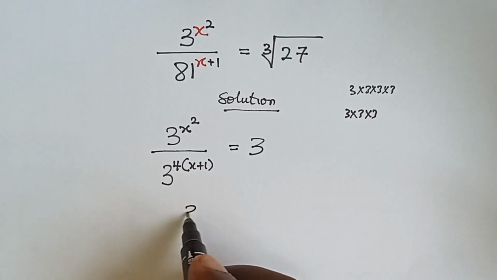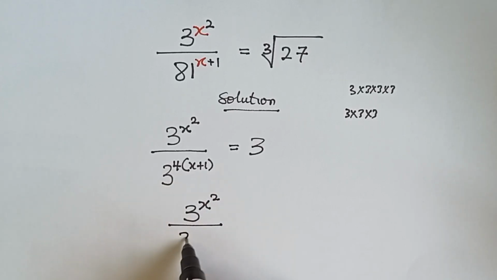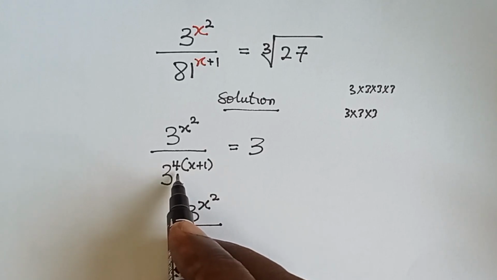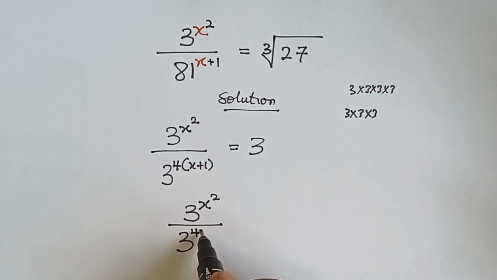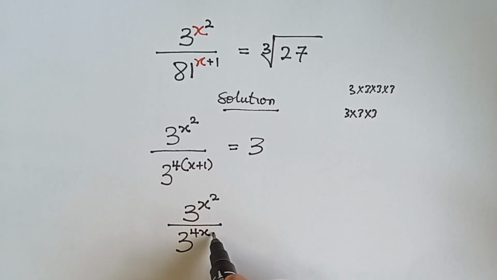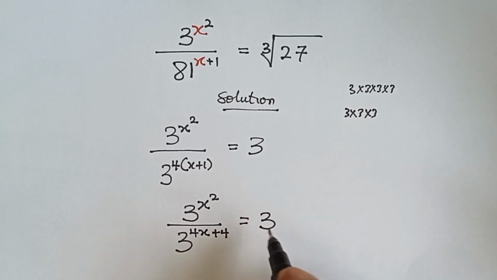We have 3 raised to the power x squared over 3. We multiply 4 with this bracket. So 4 times x gives 4x, and 4 times 1 gives 4, equals to 3.